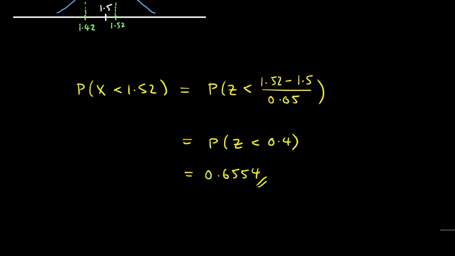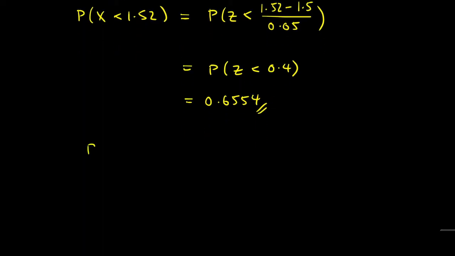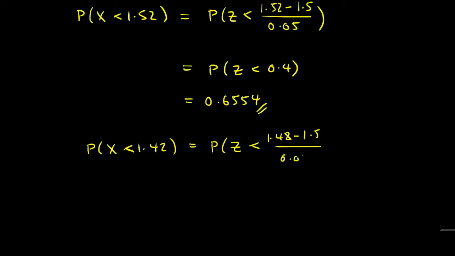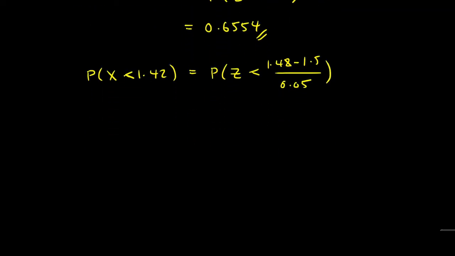Then we want to find the other probability, the probability that x is less than 1.42. And we can convert that to the z distribution, 1.42 minus 1.5, all divided through by 0.05. And if we do that, we're finding the probability that z is less than negative 1.6. Now, that creates a problem. And the problem is that the tables that we're given do not take negative values of z.